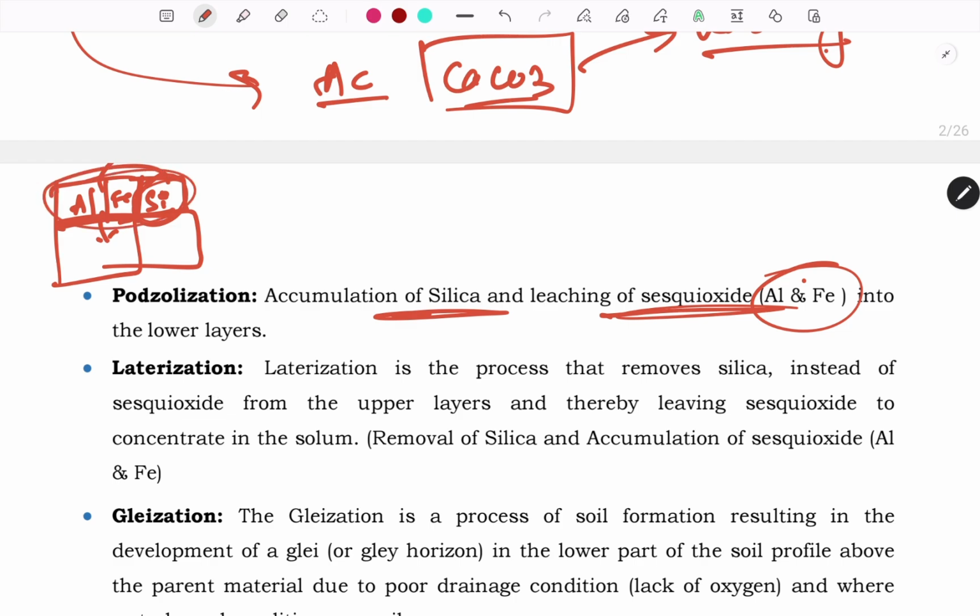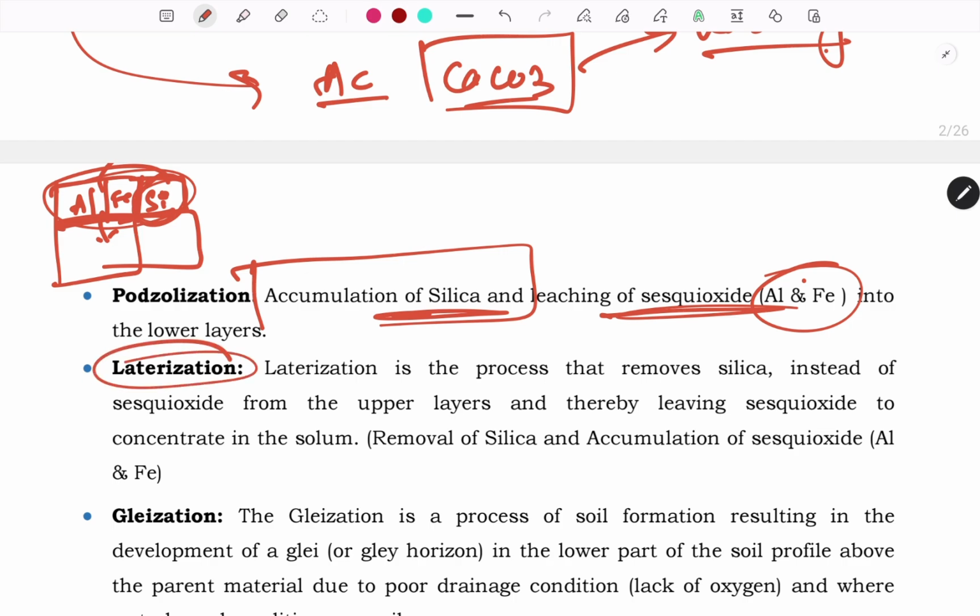This process is called podzolization. It's an accumulation of silica here. Aluminium and Fe will be leached to the lower layers, but the silica remains on the upper layer. That's what the definition means: accumulation of silica and the leaching of sesquioxides like aluminium and iron.